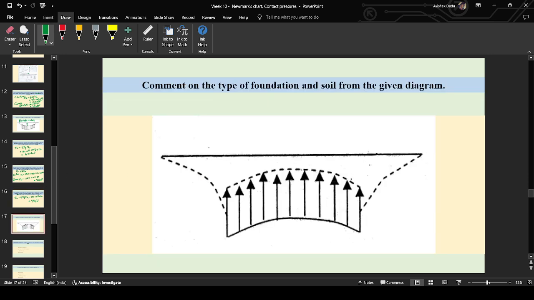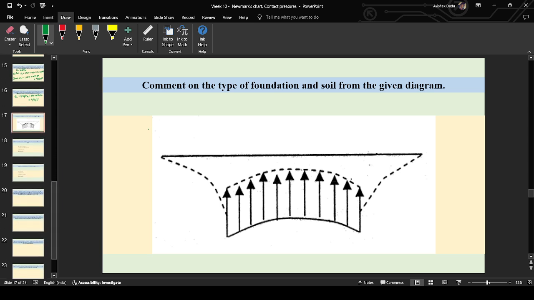Next question. Now answer this question by yourself. You will tell me. Sir, the foundation is flexible. Okay. The soil is clay or sand? Sir, I think it is clay because it deforms more in the center.